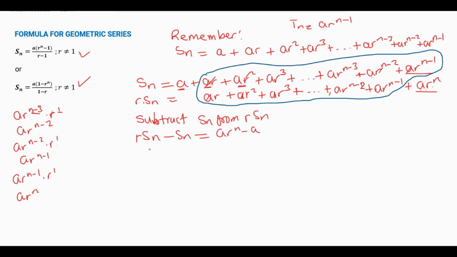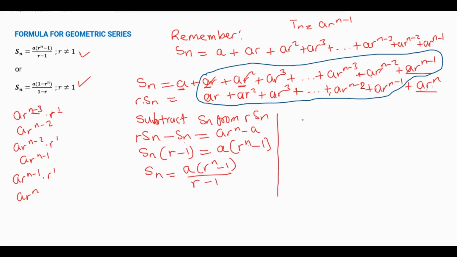After that, you factorize. So what's common here? Sn. So Sn outside, then we have r minus 1, is equal to, what is common here is a. Then a, then in the brackets we're going to have r to the power n minus 1, like this. And then after this, divide by r minus 1 on both sides. Sn is equal to a, then r to the power n minus 1, over r minus 1. That's the first one.